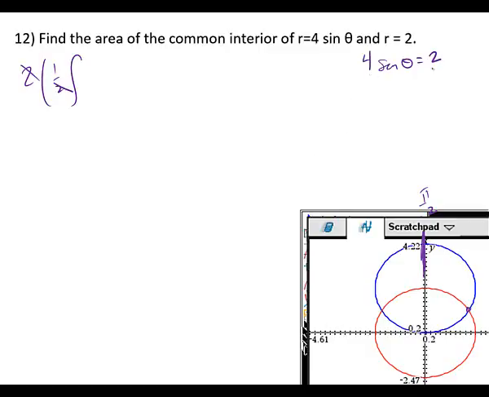All right, so what am I going to do to move that 4 to the other side? Divide, so sine theta equals 1/2. So where is sine equal to 1/2? Pi over 6, and it's also 5 pi over 6, and we can see it's crossing there, but I don't care about that part, okay? I just care about the pi over 6. So I know that this is pi over 6. And this one was pi over 2 up here.